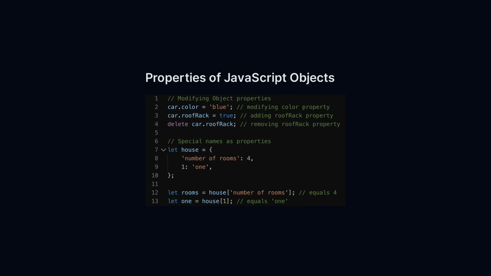Remember the term dynamic when thinking about JavaScript object properties. JavaScript allows you to create properties with special names, and you can access such properties using quotes or bracket notation. Take a look at our house object, for instance. It has properties named number of rooms and 1, which we access using the bracket notation, as shown in the code on your screen. The flexibility of JavaScript object properties makes them an exciting topic to master and a powerful tool in your arsenal. Let's continue exploring.